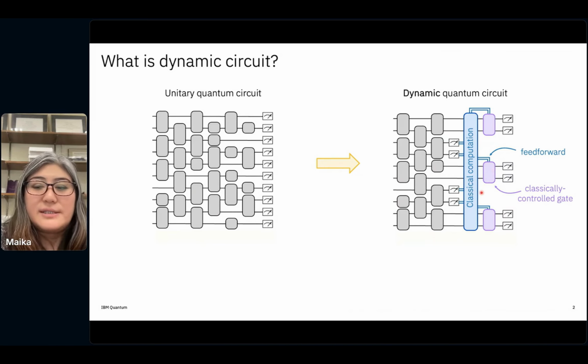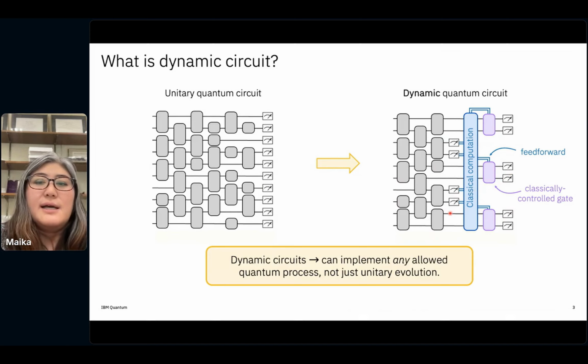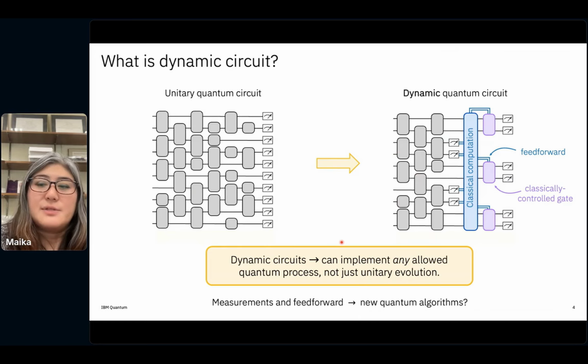So we take the results of these mid-circuit measurements and feed them into the logic of which classically controlled gates to apply next. Taking this broader set of resources altogether allows us to build dynamic circuits, which are extremely powerful, as unlike static quantum circuits, we can implement any allowed quantum process, not just unitary evolution. While we know that building dynamic circuits is an essential ingredient for quantum error correction, it is also interesting to ask, can they be used to discover and realize new algorithms and applications along the way?